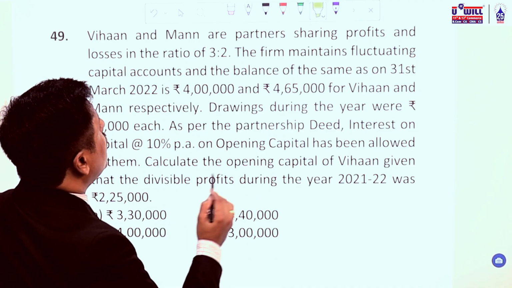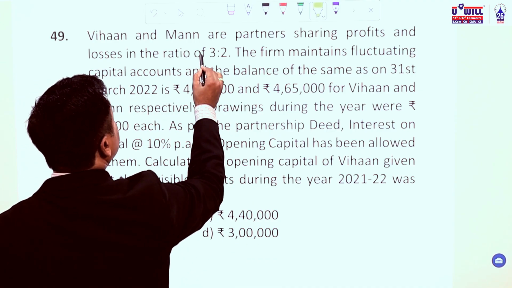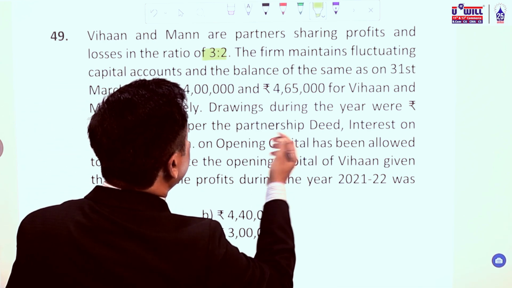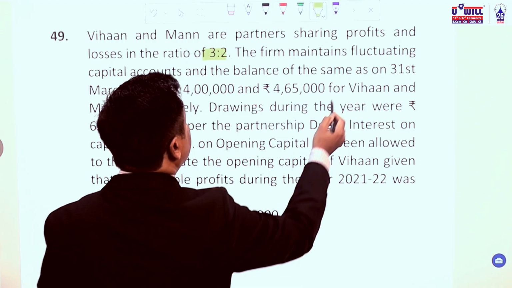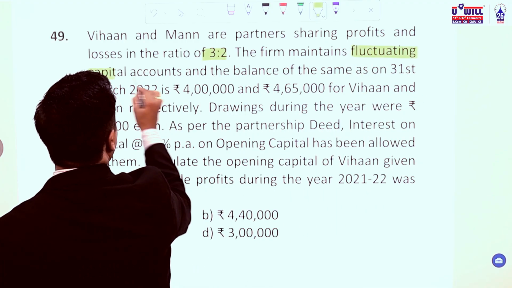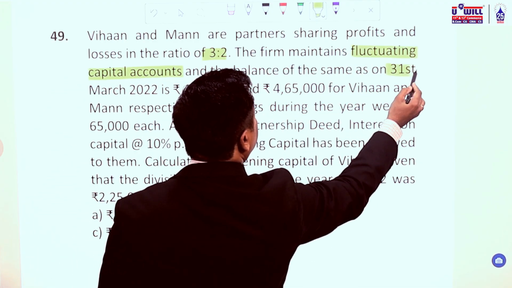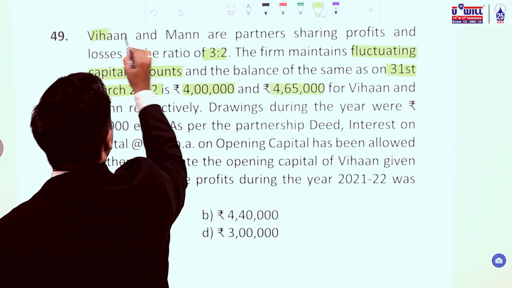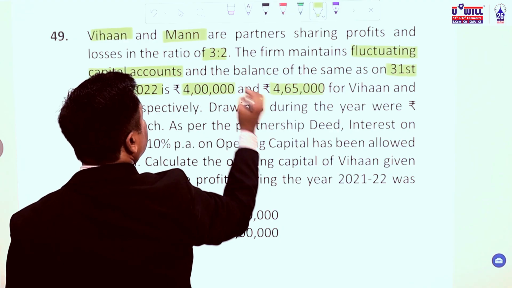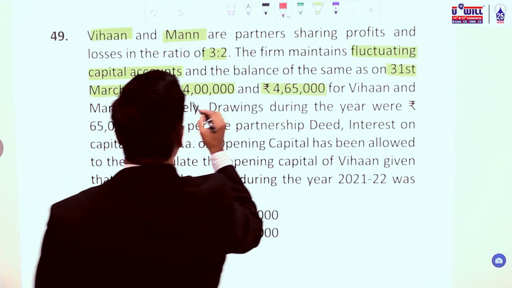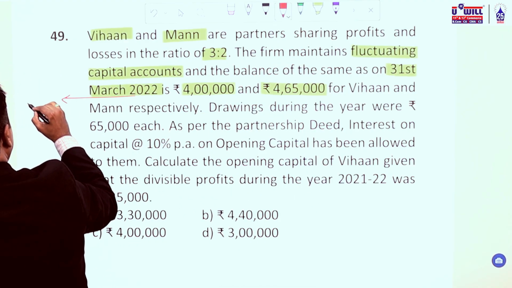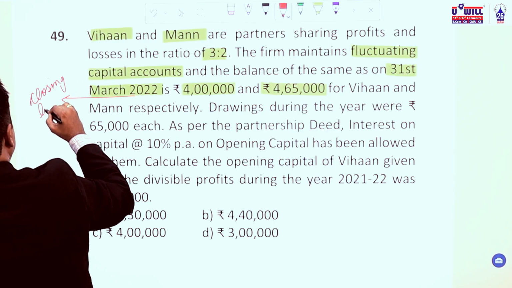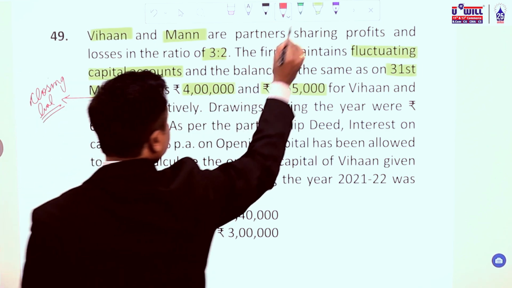Vihan and Man are partners sharing profits and losses in the ratio of 3:2, the old ratio, simply the profit sharing ratio. The firm maintains the fluctuating capital method, and the balance of the same as on 31st March is 4 lakhs for Vihan and 4,65,000 for Man. 31st March means it is the closing balance.